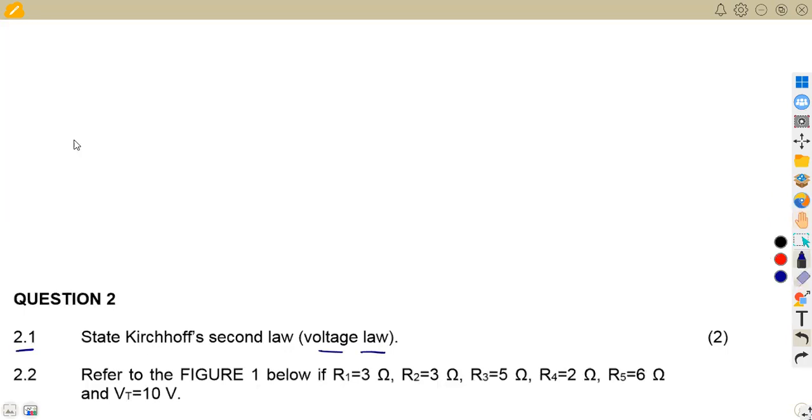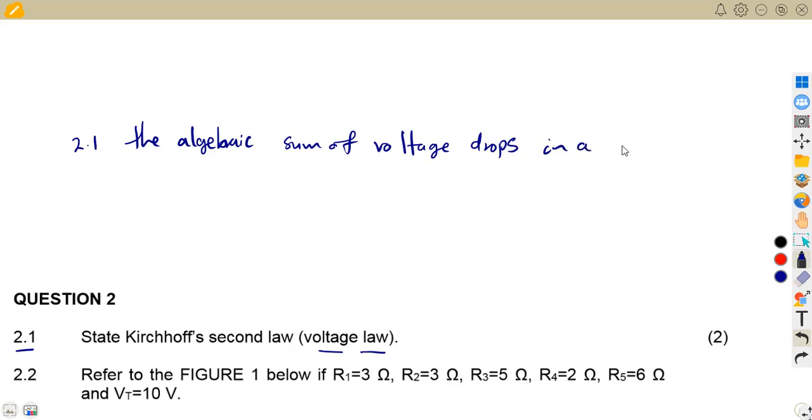Let us just have it in words. So I'm simply saying we are going to have the algebraic sum of voltage drops. All right. So this is the algebraic sum of voltage drops in a closed circuit. It must be a closed circuit. That's the major part to consider in this case.